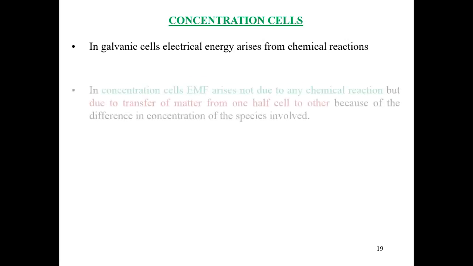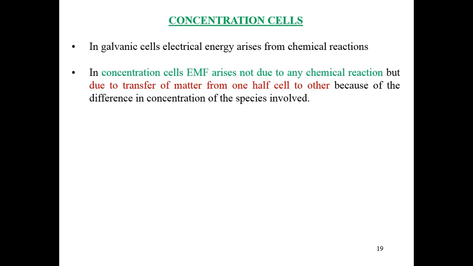In a galvanic cell, electrical energy is produced from the chemical reaction taking place. A spontaneous chemical reaction takes place there and electrical energy is produced. That particular cell is a galvanic cell. However, in concentration cells, the EMF, the electromotive force or the electrical energy, is not produced due to a chemical reaction, but is due to transfer of matter from one half of the cell to the other half because of their difference in concentration. That is why these concentration cells are of a couple of different types, which we will discuss now.